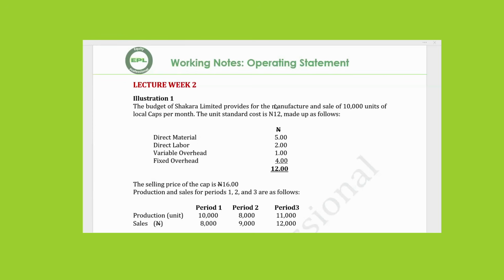Just as a recap, I will not go into details. We started with operating statement, and we said that operating statement is a statement that shows the operating performance of an organization at a specified period. The period could be a year, half a year, that is biannual. It could be quarterly, it could be monthly. And basically, there are 2 methods of presenting income statement. The first one is marginal costing method, and the second one is absorption costing method.